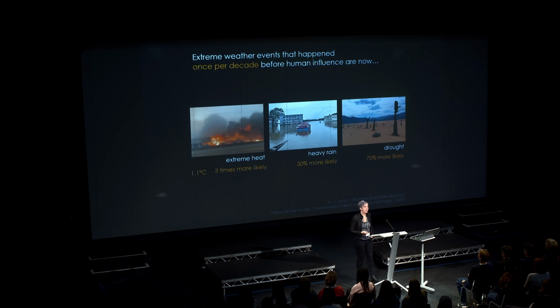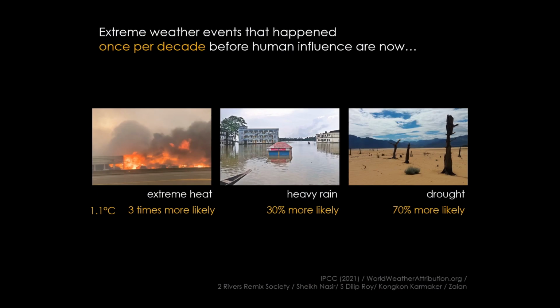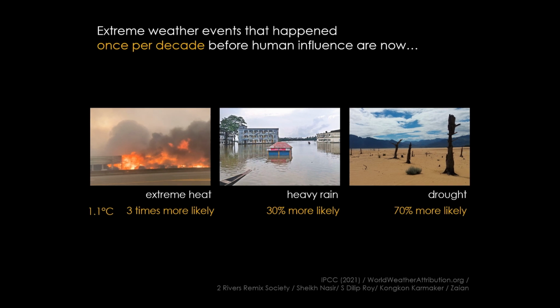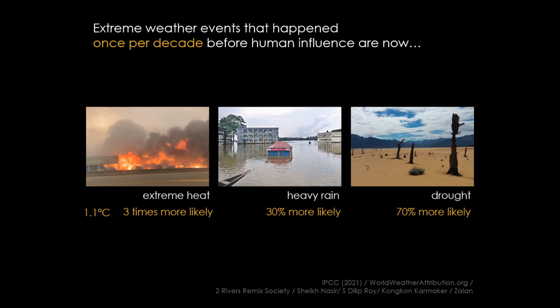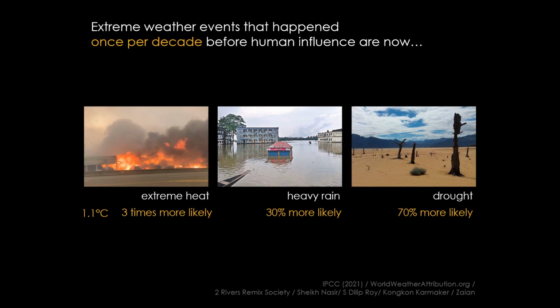It's not something that's going to happen in the future, it's already happening. So we've got changes in things like extreme heat, like I just showed, and we've got changes in heavy rain, and we've got changes in drought. So that's when you get less rain, but also dry soil because of the heat.